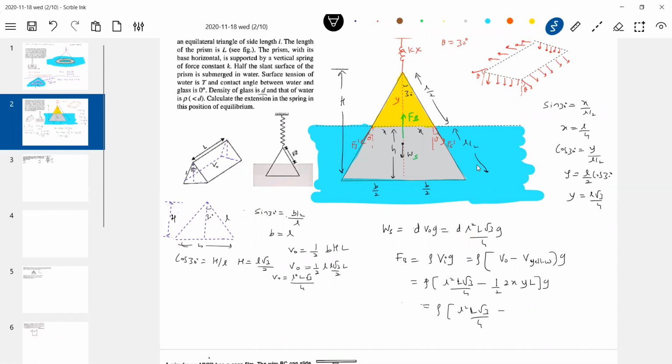Now what is x? L by 4. So 2 gets cancelled, so L by 4. What is y? L root 3 by 4, into L into g. Rho L square, L will come out. So root 3 by 4 minus root 3 by 16. 1 by 4 we can take outside, no? 3 by 16. Sir, half into L by 4, sir.